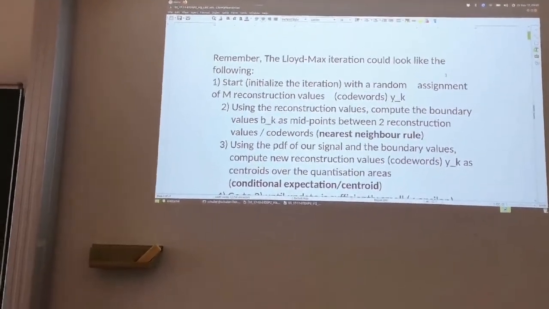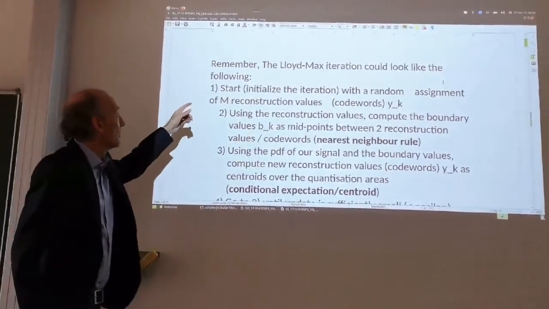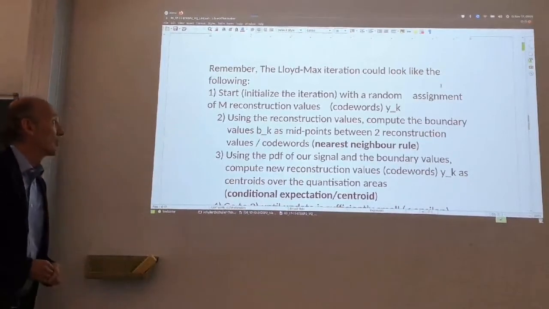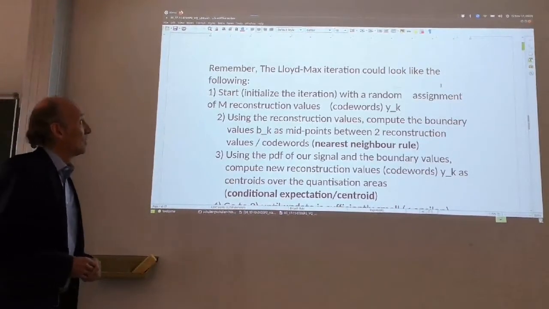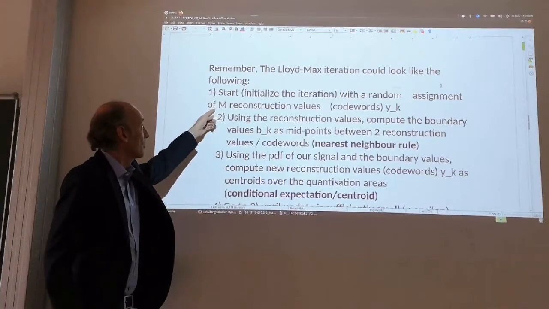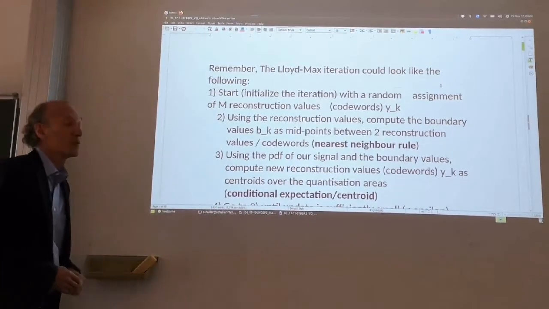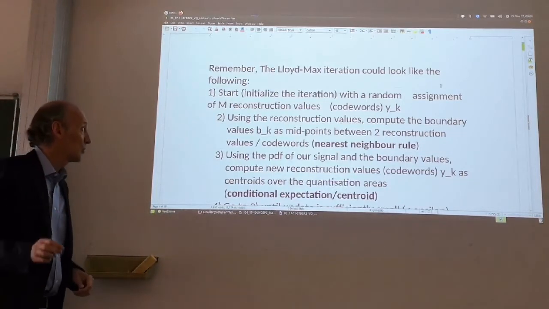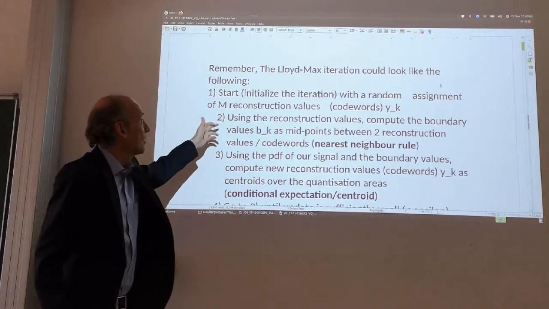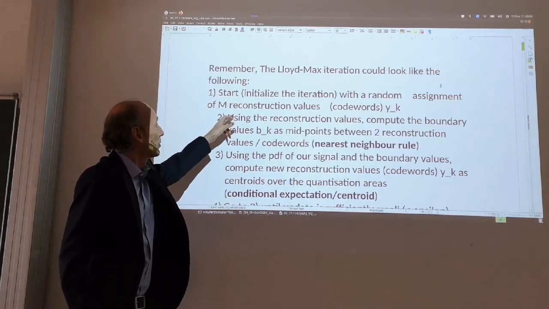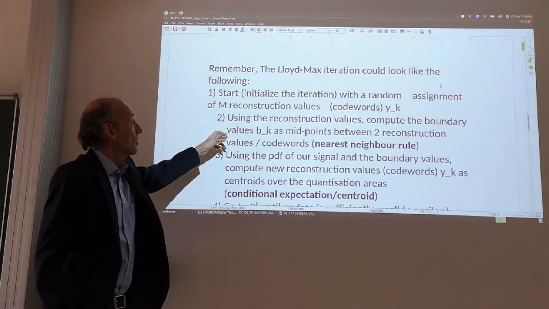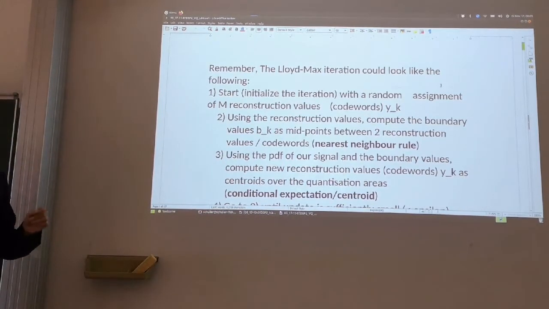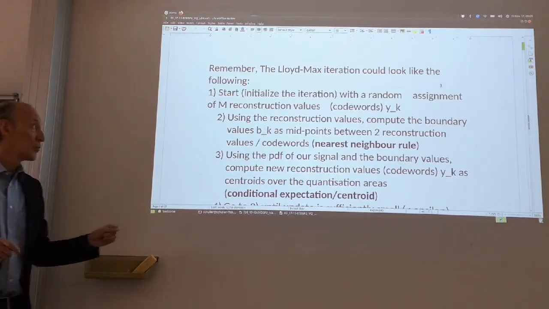So remember with Lloyd-Max quantization, we have this following iteration. We start with some random initialization. First, we assign the reconstruction values randomly to code words. So now it's many code words because we have vectors, more like a word, not just a sample. And then, using those reconstruction values, we can compute boundary values as the midpoint between two reconstruction values or code words.